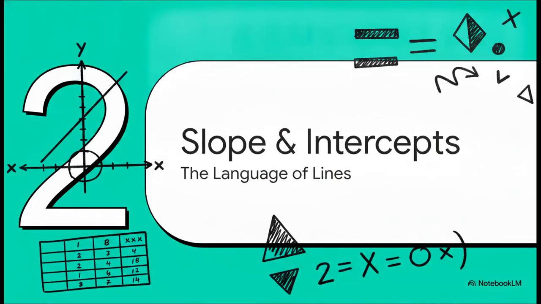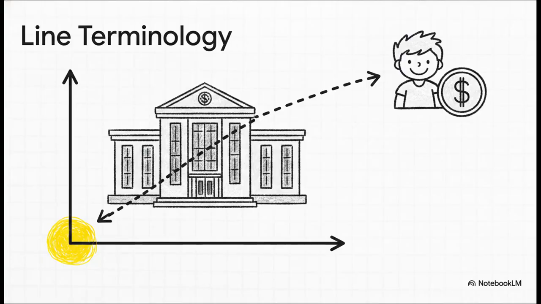Moving right along to section 2, slope, intercepts, and units, or what I like to call the language of lines. Transitioning from a simple table to an actual algebraic equation means we really need to understand this language. And the absolute most crucial thing to remember here is that our intercept and our slope aren't just random abstract letters in an equation. They represent exact real-world units.